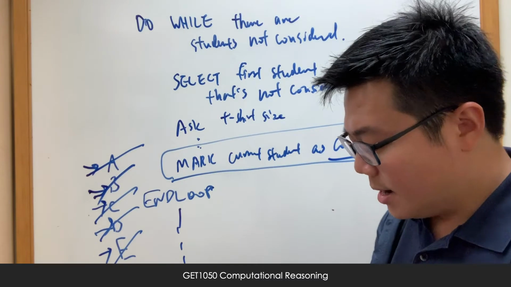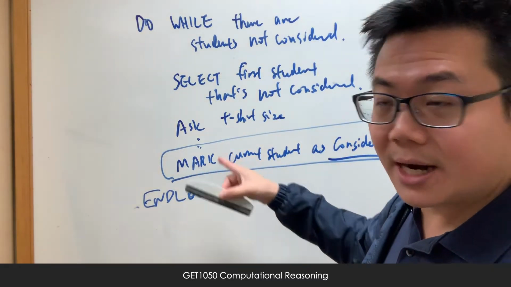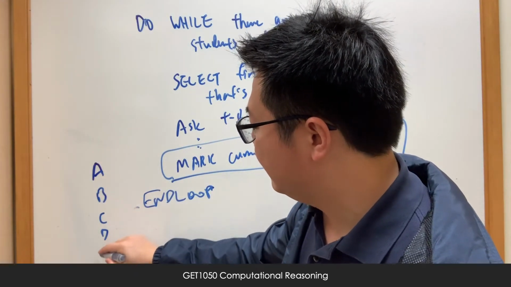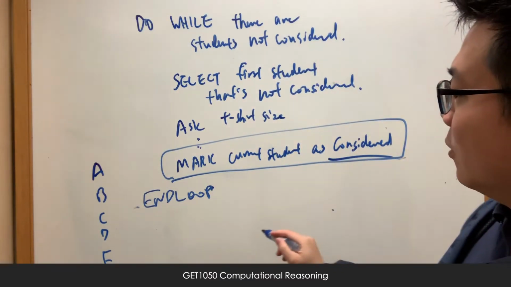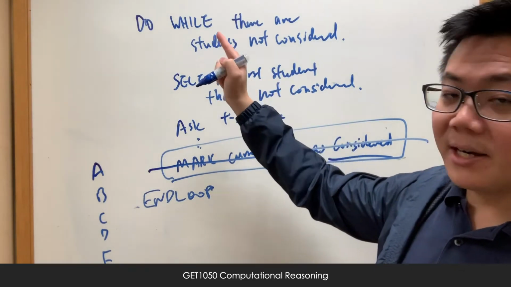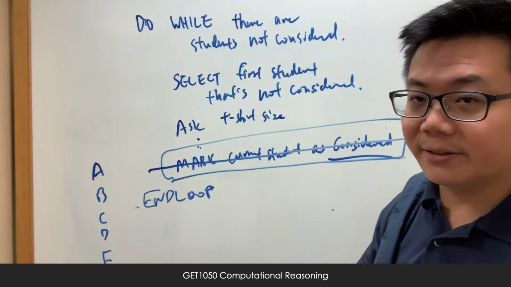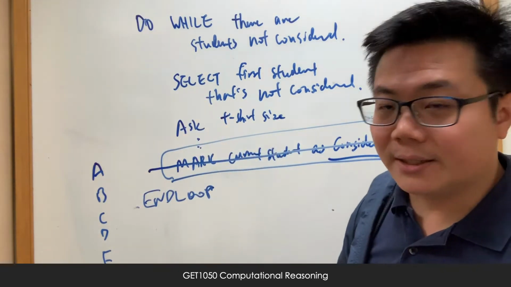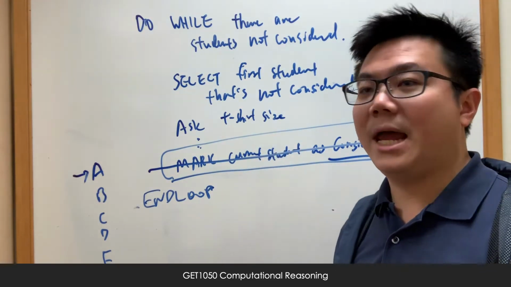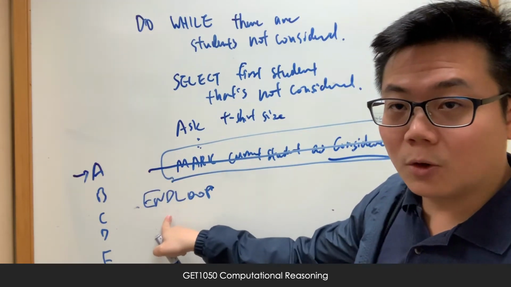Now, let me change the scenario a bit. I said that this is very important, correct? Now, what happens if you got A, B, C, D, E, these students, and I take out this line? Let's run the loop together. Are there students not considered? Yes. So, select the first student. I select this guy. I ask the t-shirt size. What's the t-shirt? M size. Okay, good. Then end loop. Now, go back up again.